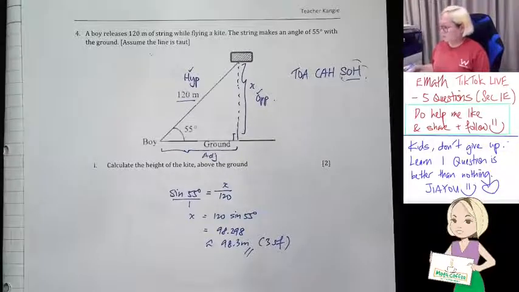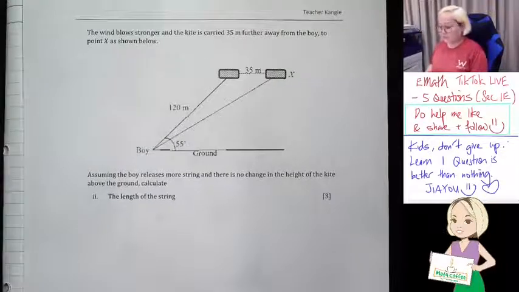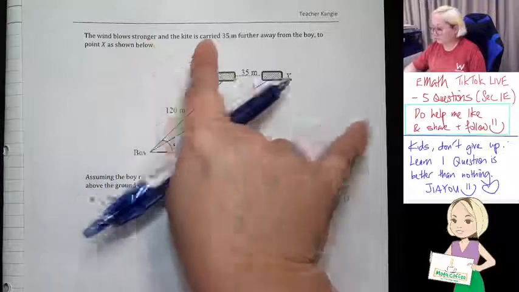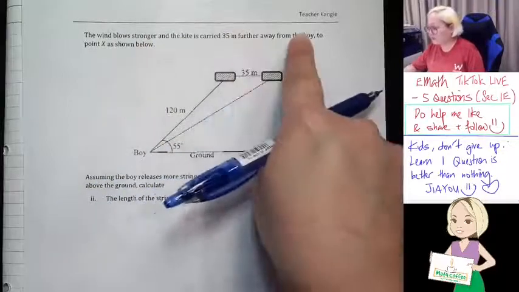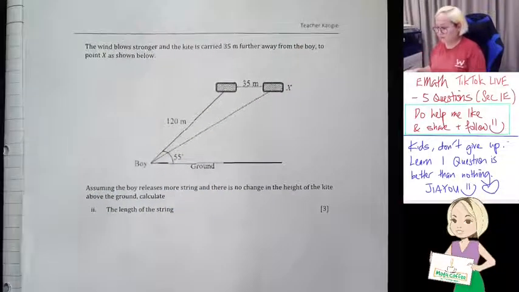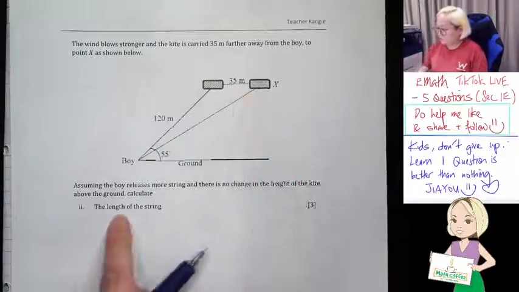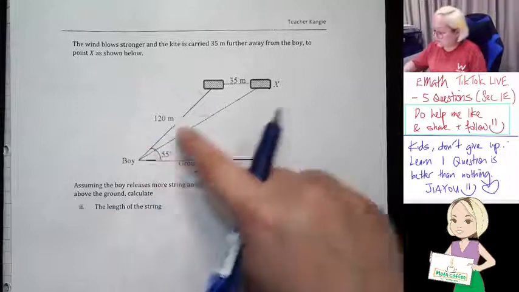Okay, let's move on. Now the story continues. They say that the wind blows stronger and the kite is carried 35 meters further away. Okay. Welcome, Grace. So now they ask you, find the length of the string. So this is the new string.